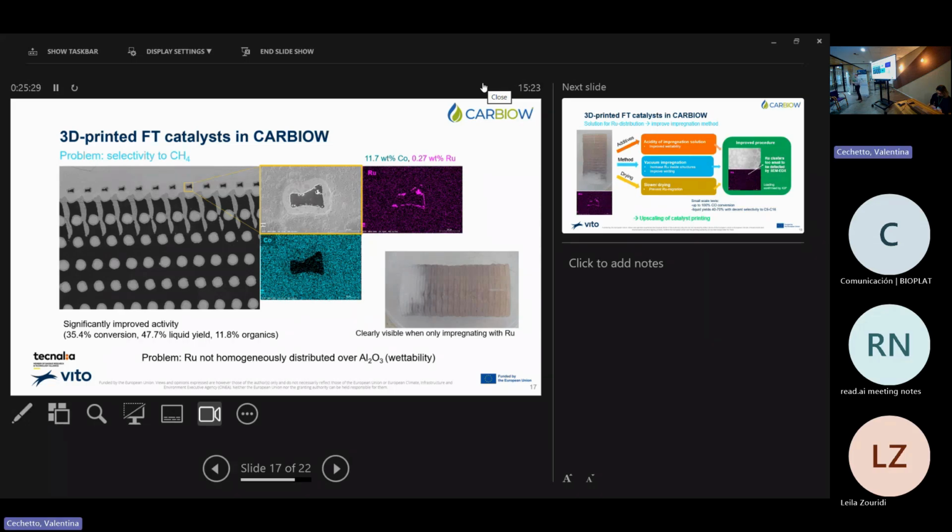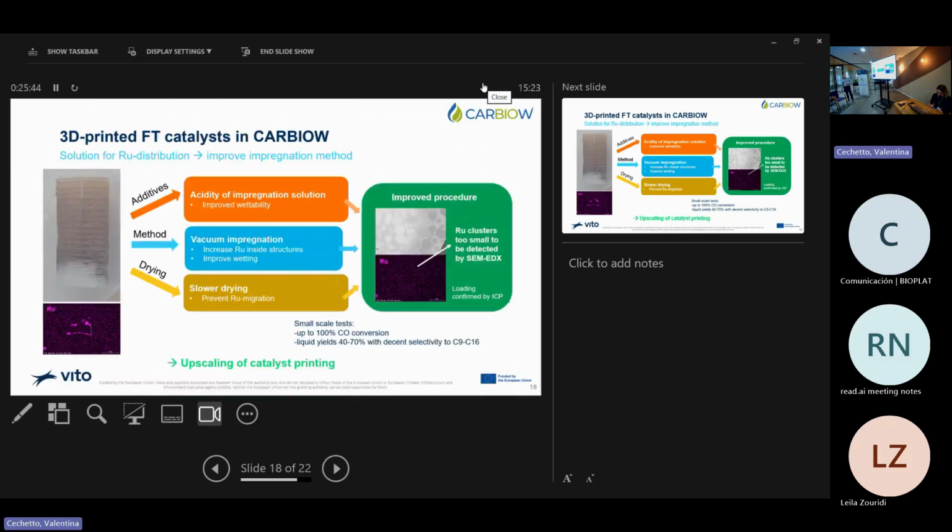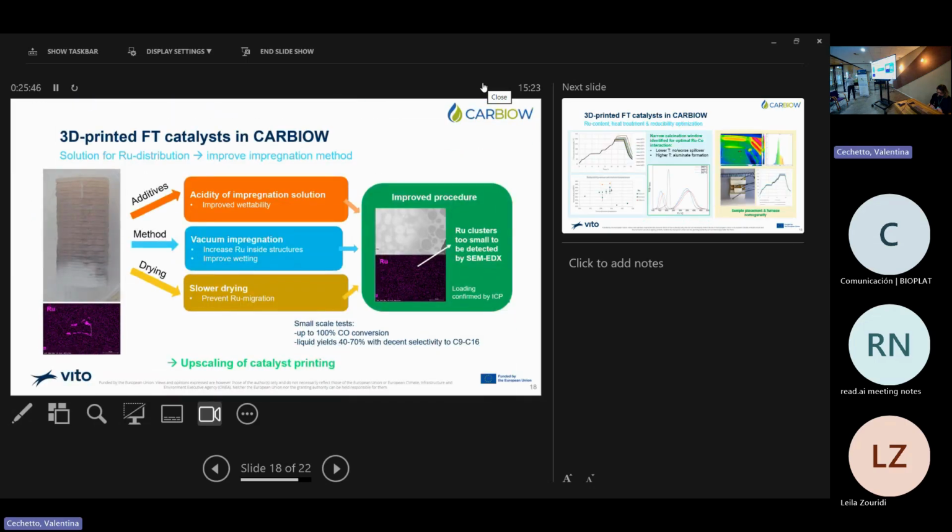Now, ruthenium, when you impregnate it on a black catalyst, you don't see where ruthenium is. But essentially in STEM, we saw that ruthenium was not homogeneously distributed. And in the catalyst community, it's quite well known that ruthenium sometimes has issues with wettability. So what we did was we tried some additives, we tried different methods of impregnation of the ruthenium, and in the end, we optimized it.